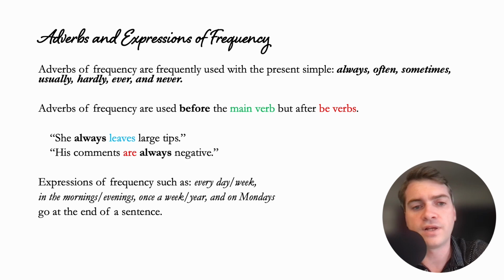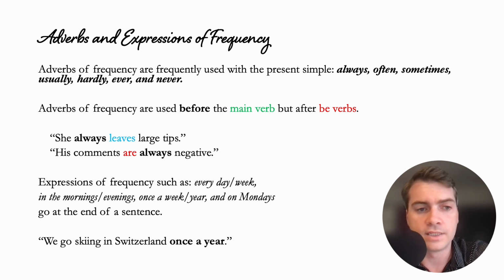So expressions of frequency, such as every day or every week, in the mornings or in the evenings, once a week, once a year, on Mondays, these types of frequencies go at the end of the sentence most commonly. So, for example, we go skiing in Switzerland once a year. Most commonly, that expression of frequency should go at the end of the sentence. You can also put it at the beginning of the sentence if you really want to stress it, make it seem more important. But normally we want to put it at the end of the sentence.